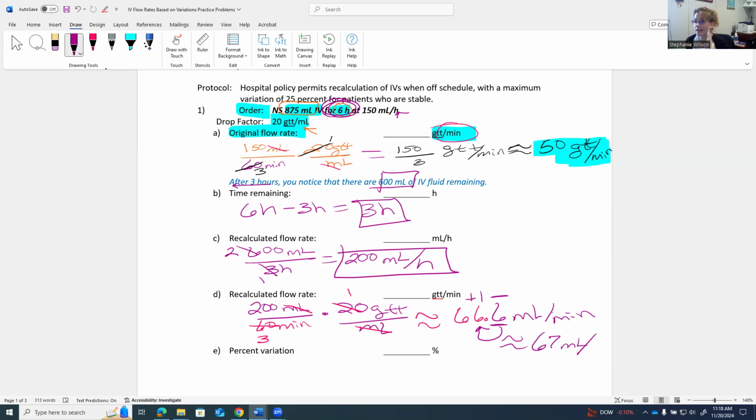Oh, and that is a typo. Guys, it's not milliliters per drop. I hope y'all caught that. I said it all wrong. It's drops per minute. Whoa. So I hope you caught that.